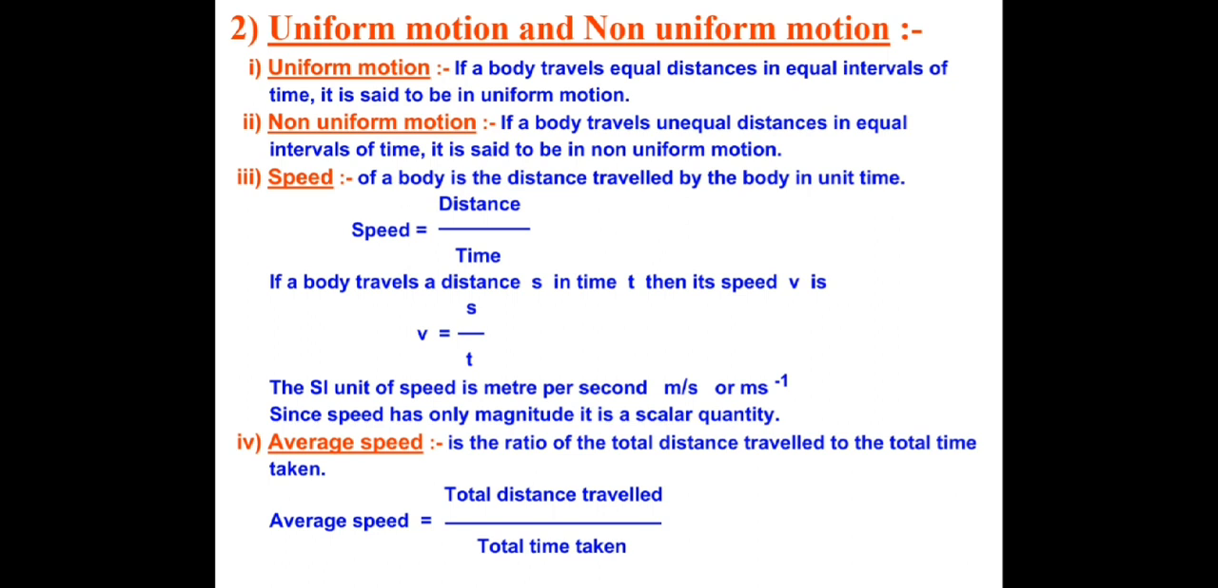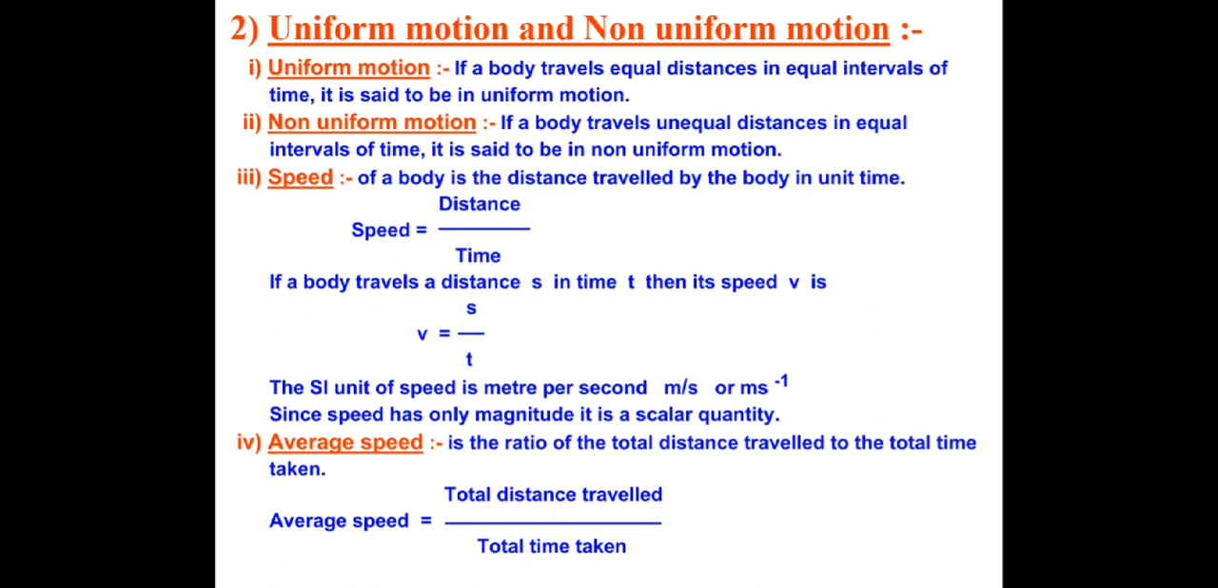In this case, the object covers 5 meter in each second, as the object covers equal distances, 5 meter, 5 meter, 5 meter, in equal intervals of time, means in every 1 second it covers 5 meter distance. So it is said to be in uniform motion. The time interval in this motion should be small.